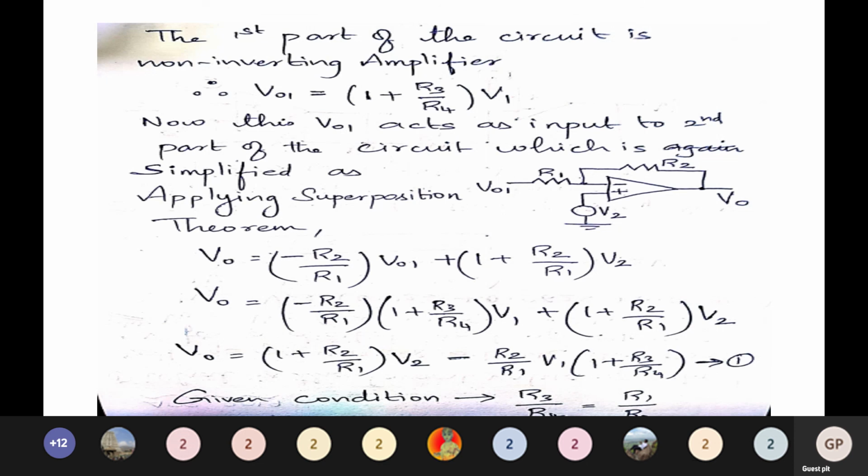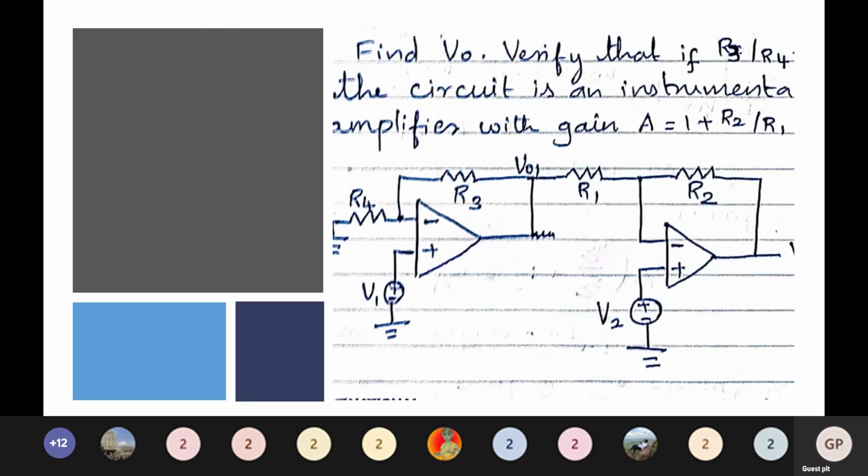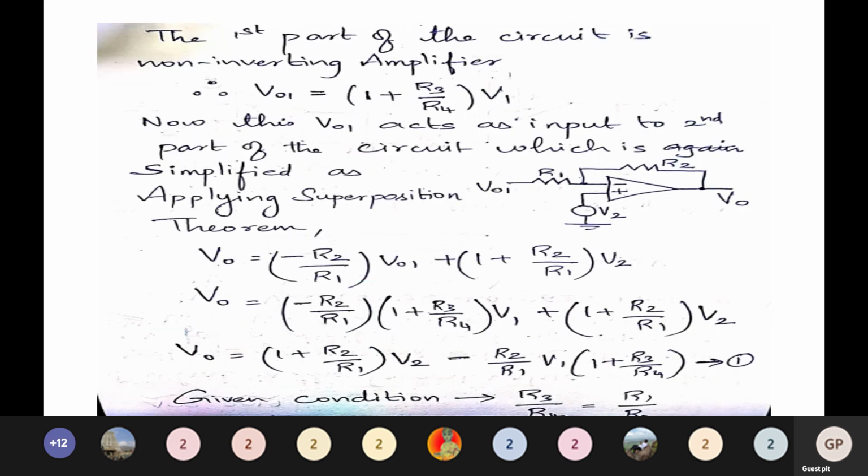Second part of the circuit, what is that? Now I'm drawing only the second part of the circuit. I've got the output of the first part, which is VO1. I'll omit this entire first part. So VO1 is one input here and V2 is the other input. So it means input is given to both the inputs of the op-amp.